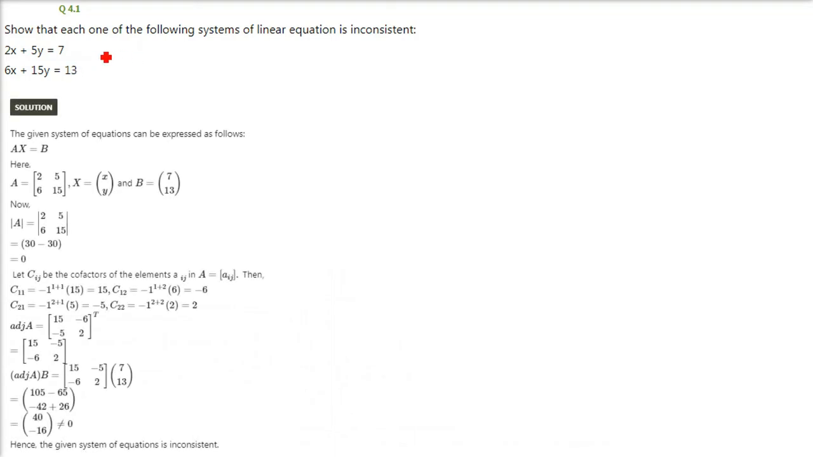Show that each one of the following systems of linear equations is inconsistent. This question we will take in the next discussion.